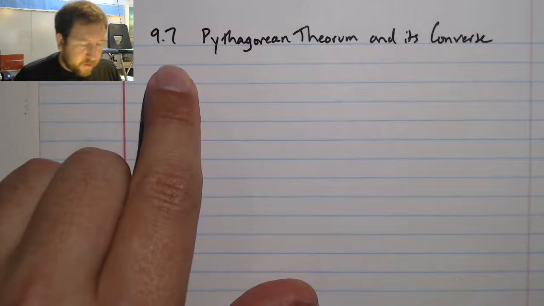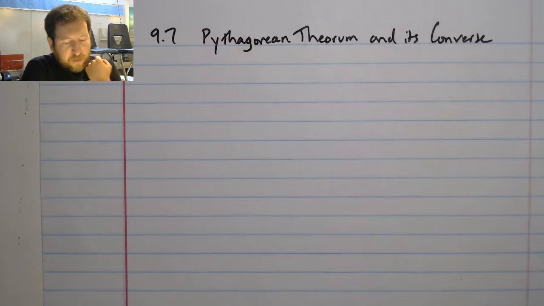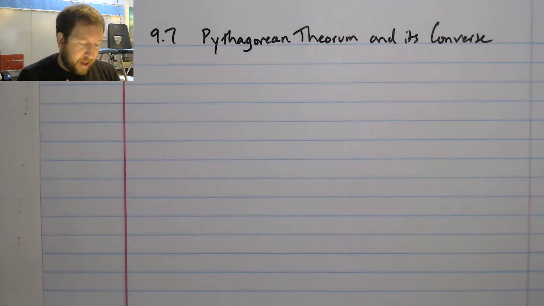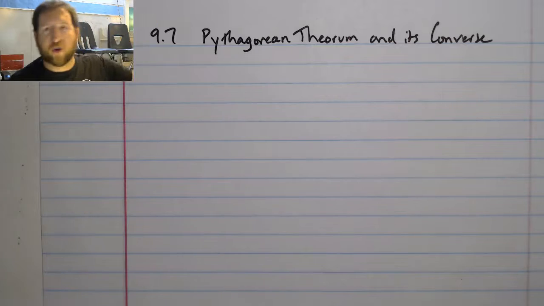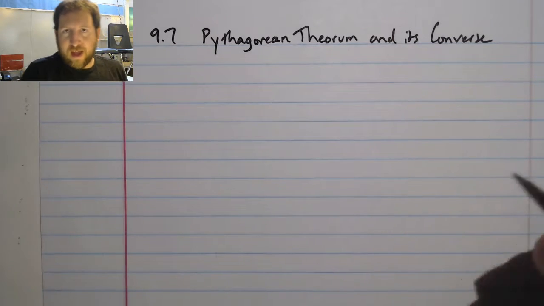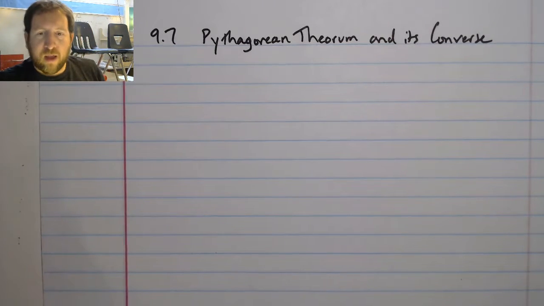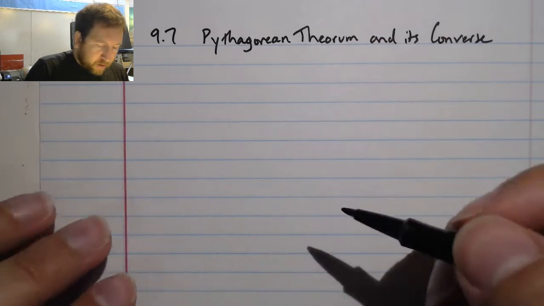All right, going on to 9.7. It's entitled Pythagorean Theorem and its Converse. And we're going to be looking at an ancient Greek named Pythagoras. He kind of created this theory, and his theory relates to right triangles.